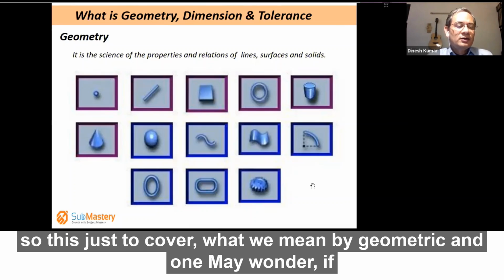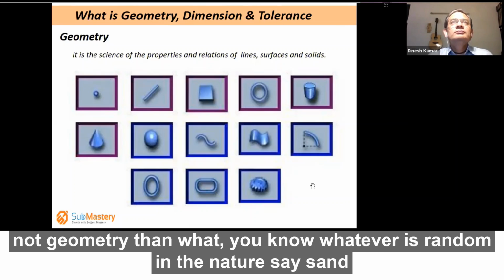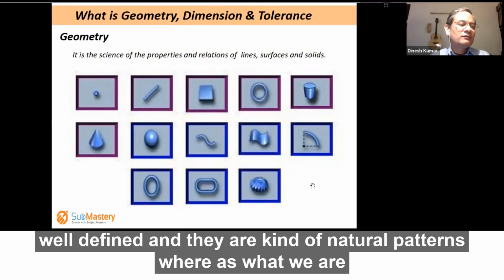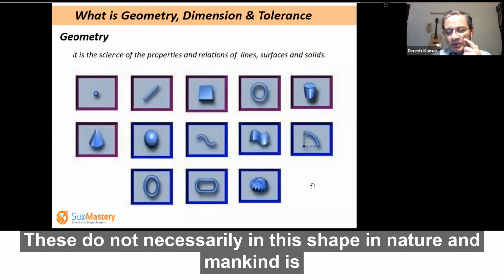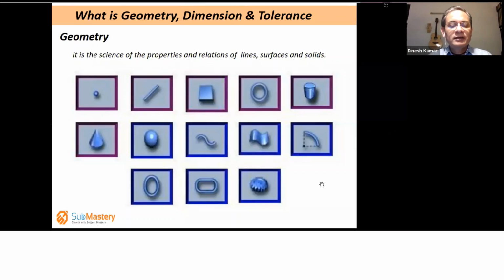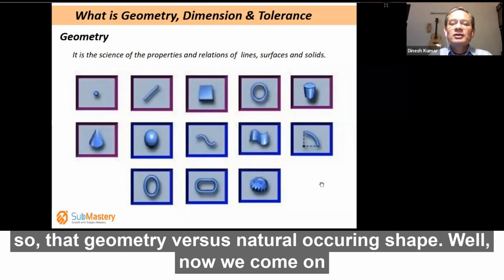And one may wonder, if not geometry, then what? Whatever is random in nature, say sand dunes or mountains or waves in the sea, they have some pattern, but they are not well defined, and they are natural patterns. Whereas what we are talking about does not necessarily occur in this shape in nature, and mankind is involved in making these specific well-defined shapes. So that's covering geometry versus a naturally occurring shape.